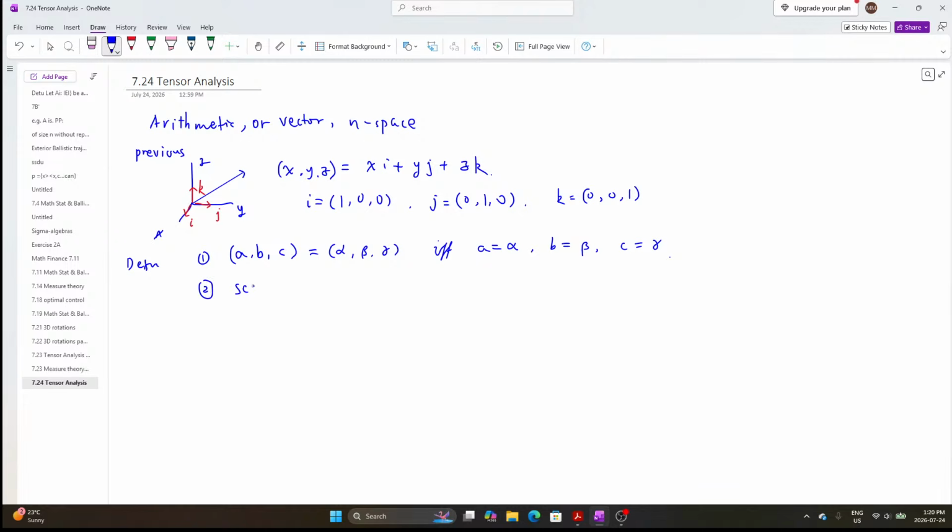And we can define the so-called scalar product or dot product. Same thing. The book uses the term scalar product, which is also quite common. We're not even going to write the dot. Just write A, B, C concatenated with alpha, beta, gamma to mean the scalar product, which is A alpha plus B beta plus C gamma. Another well-known operation.